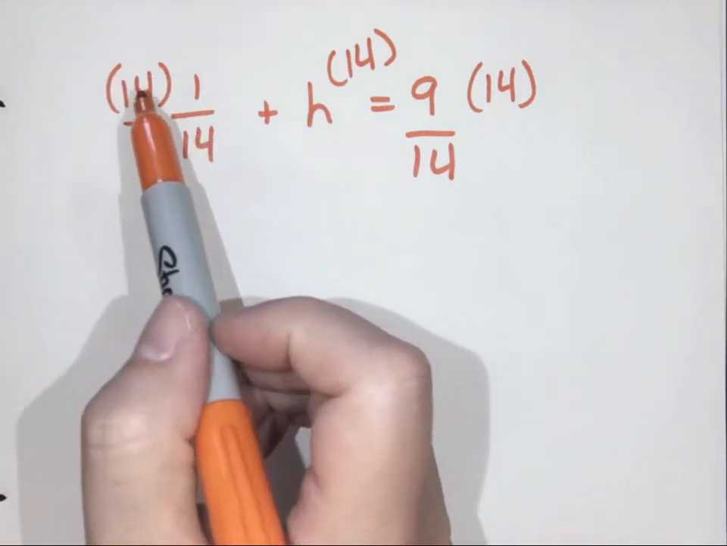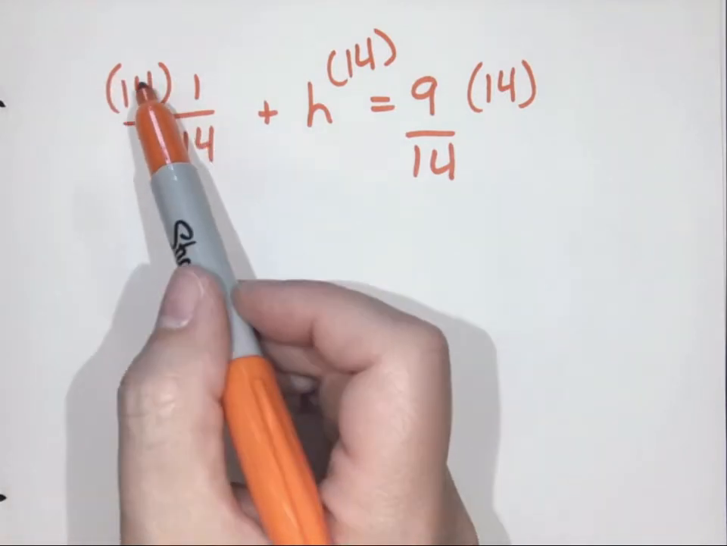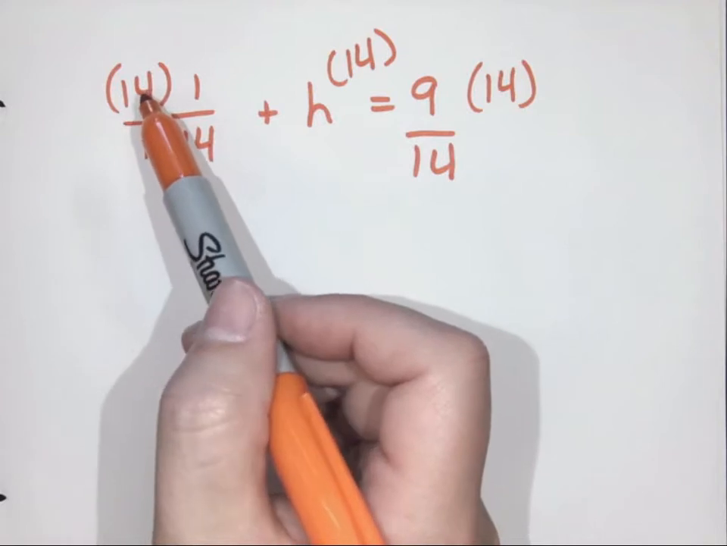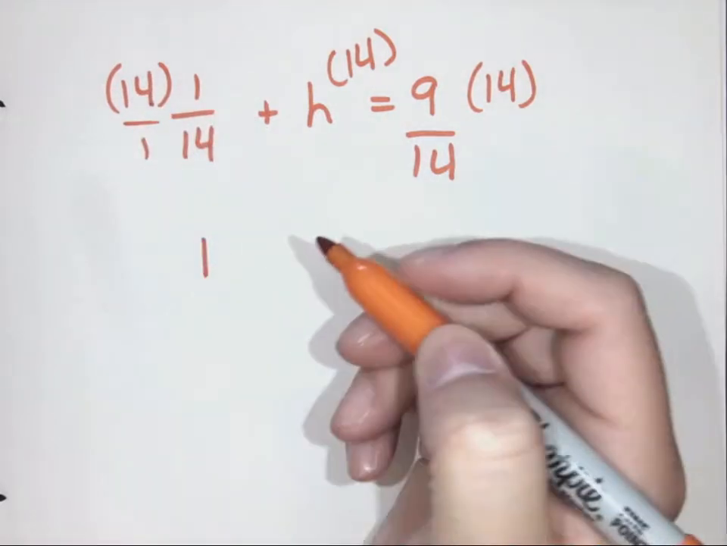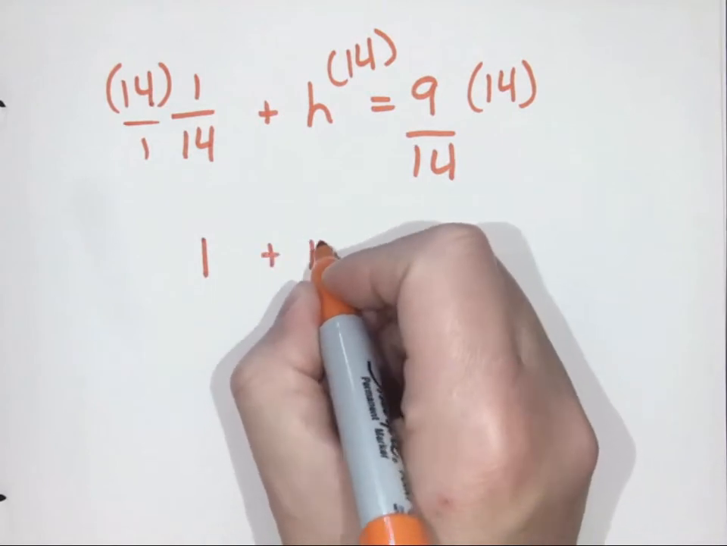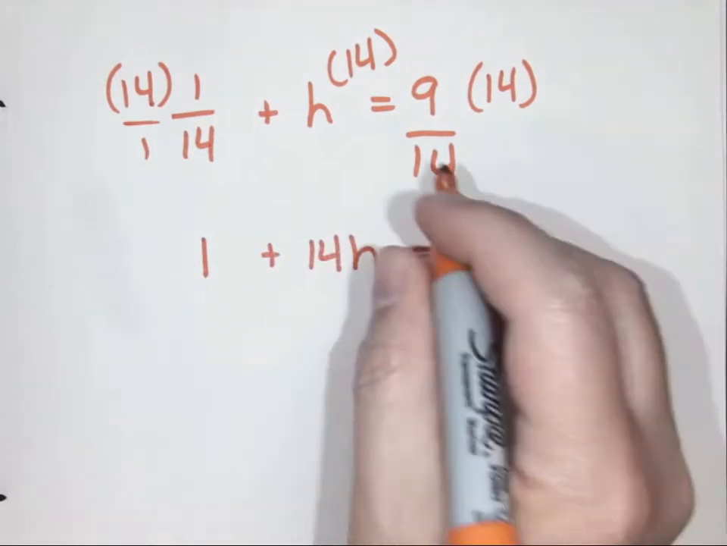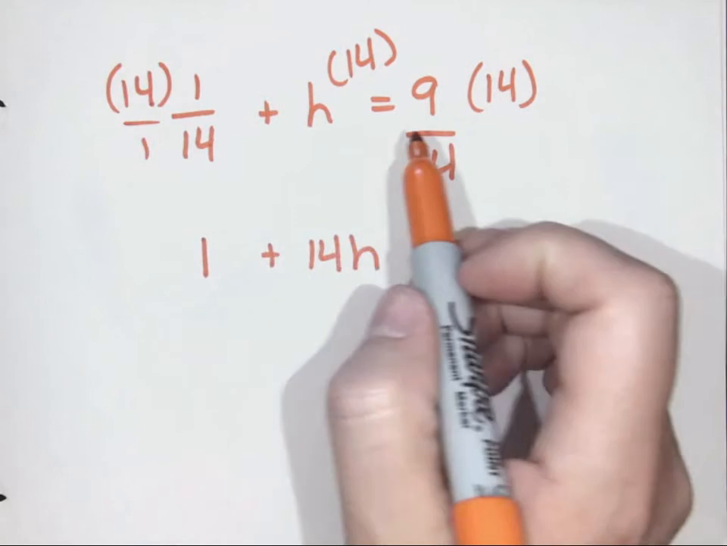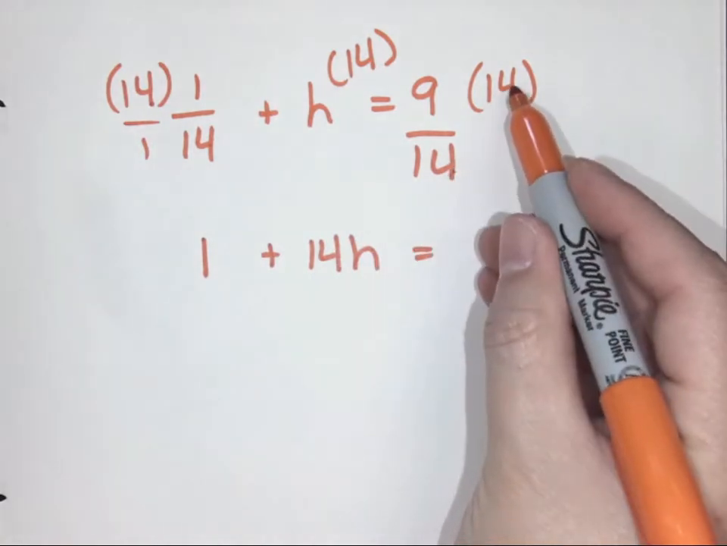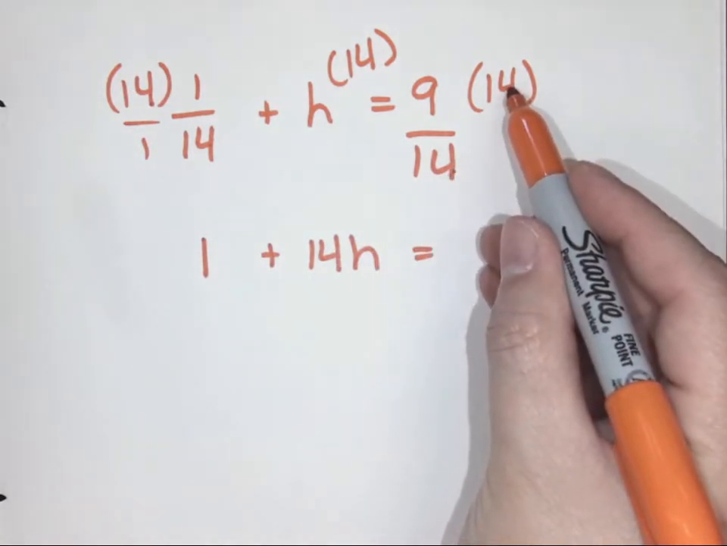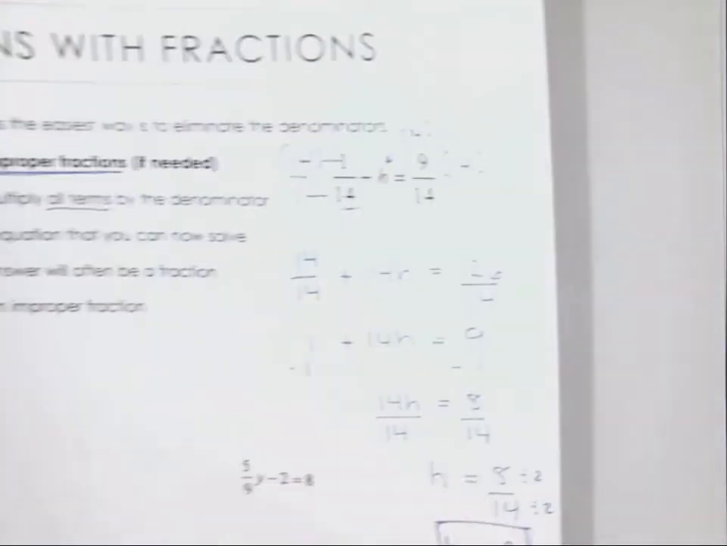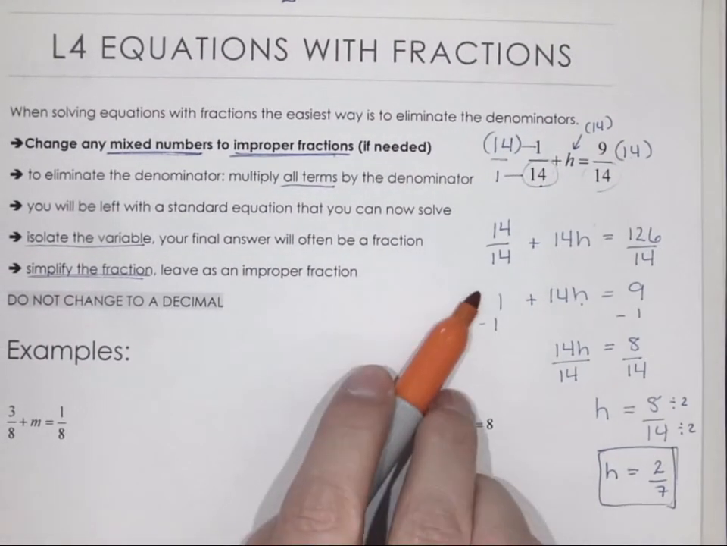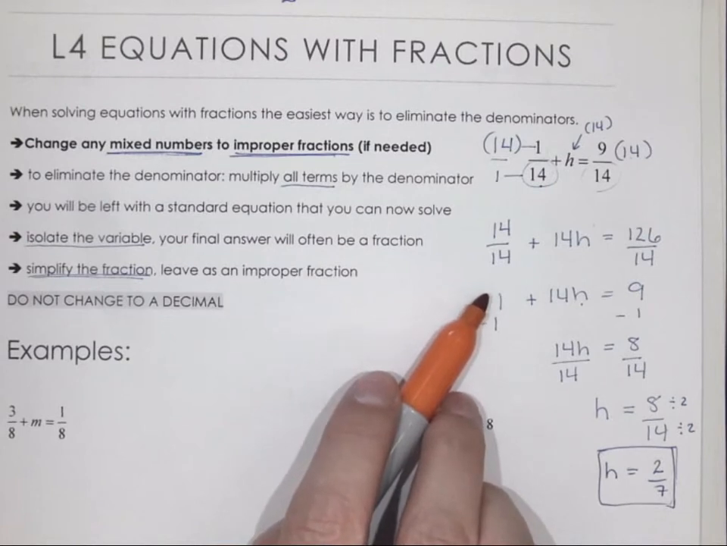I've proven that to you before, but I know that 14 divided by 14, 14 divided by itself, is 1. So 1 times 1 leaves me with just 1. And this would be 14h, because there's no denominator on the second term. And here, 14 divided by 14 is going to give me 1 again. 1 times 9 is 9. I'm just going to pop this right back over, and you see that that's that line right there.